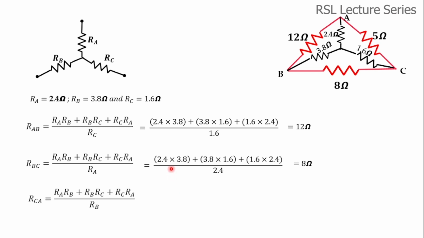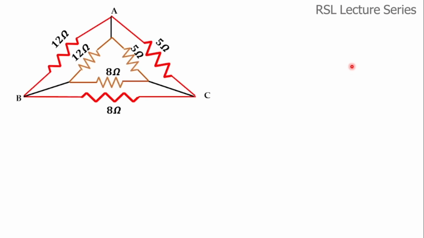And similarly RCA, this is the formula. Numerator same, divided by RB. Again we substitute all the values, divided by 3.8. RB is equal to 3.8. On simplification we will get 5 ohms. So now we have converted the inner star connected resistors into a delta connection. Now we can redraw the circuit this way.